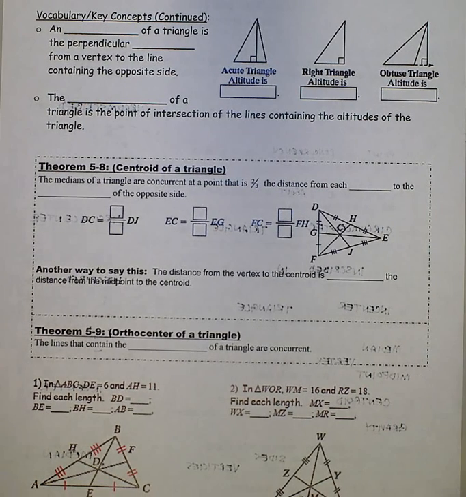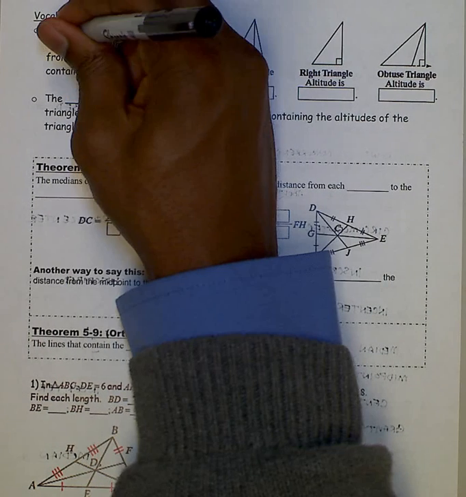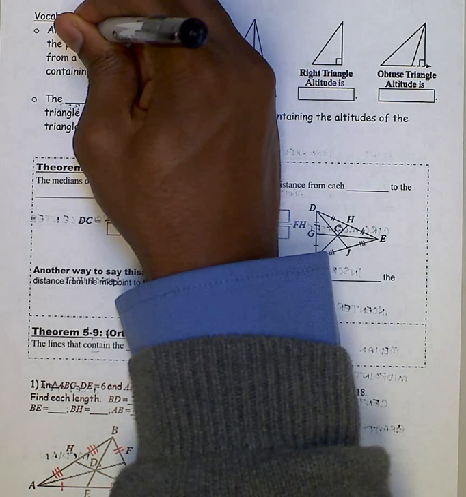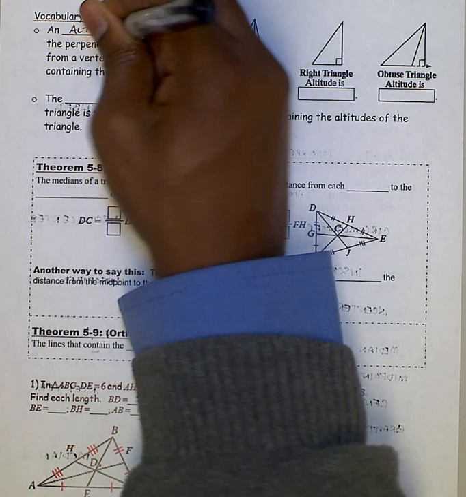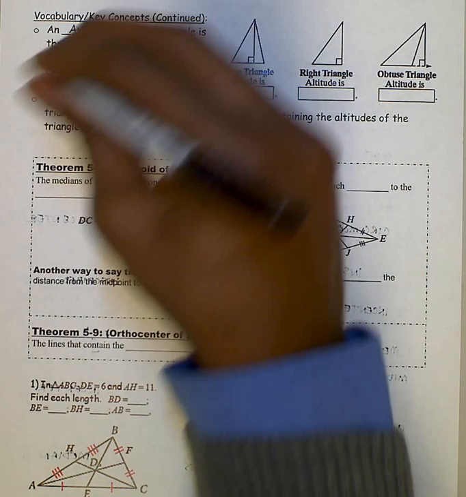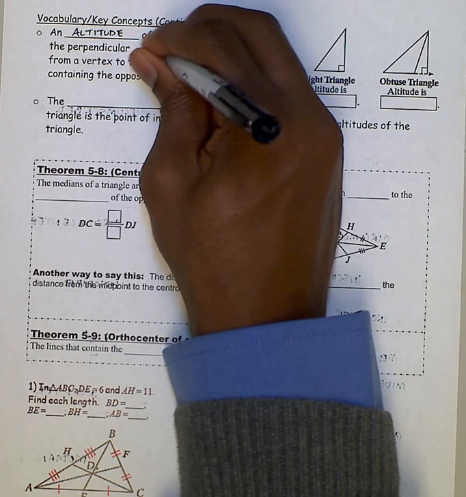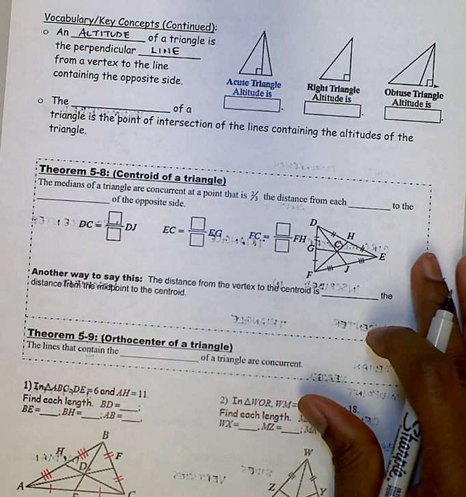Okay. First, we'll talk about altitude. An altitude of a triangle is the perpendicular line from a vertex to the line containing the opposite side.